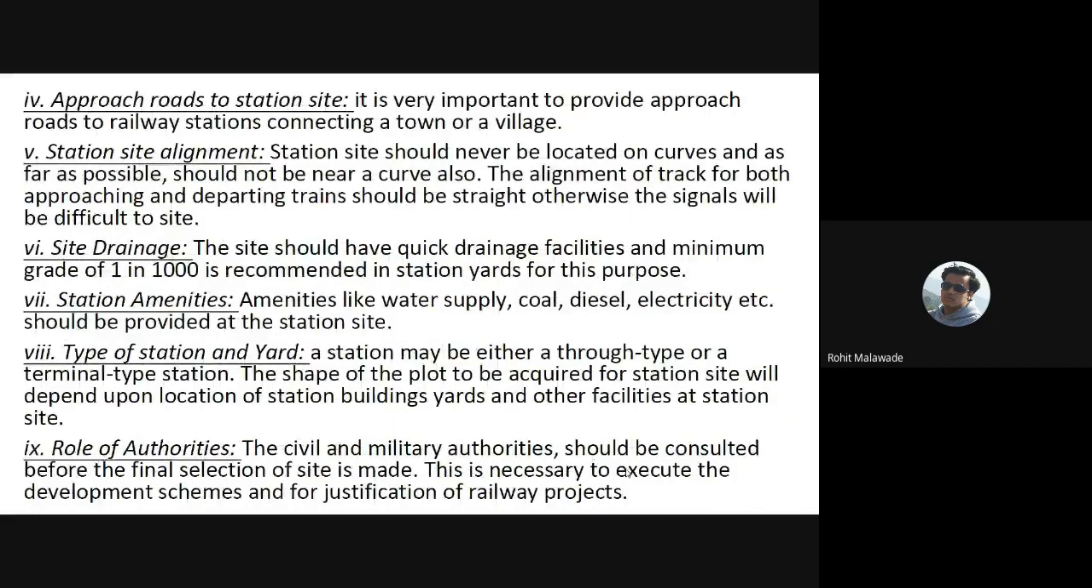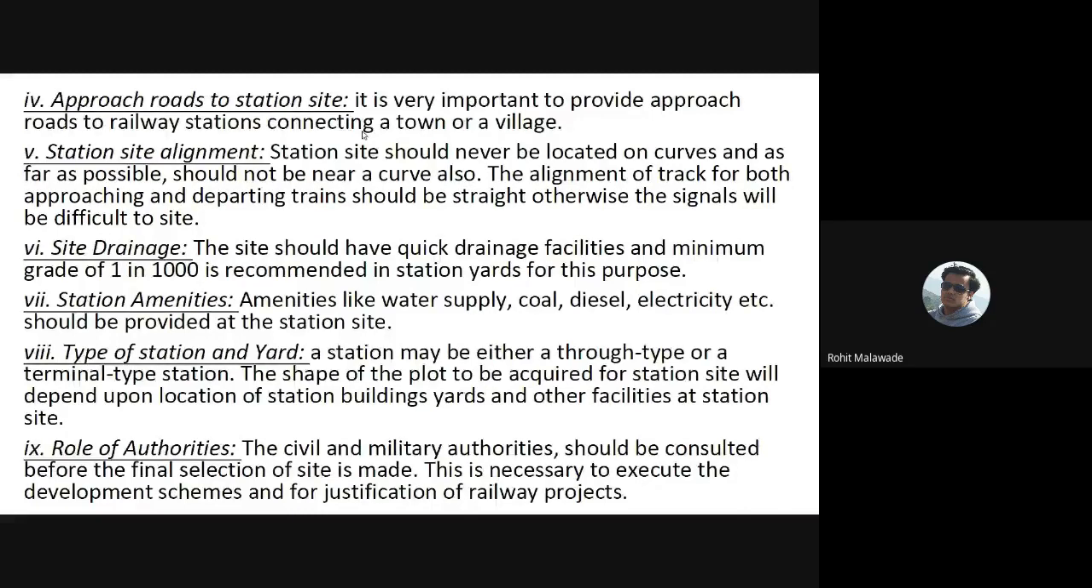Now next is approach roads to the station site. An approach road should be there from the roads to the railway station, which collects people from the town or village to the station.